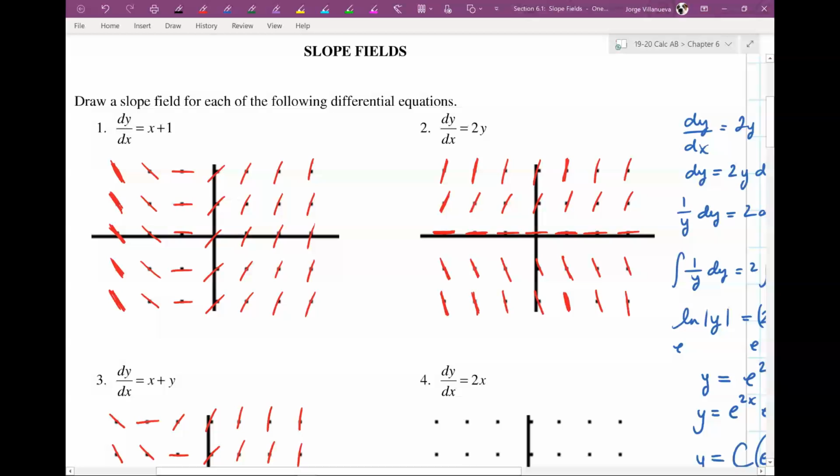Which variable is missing? Say it louder. I know someone said it. The y value. Notice it's x plus 1. If y is missing, it matches vertically. Look at number 2. Which variable is missing? X, and it matches horizontally.